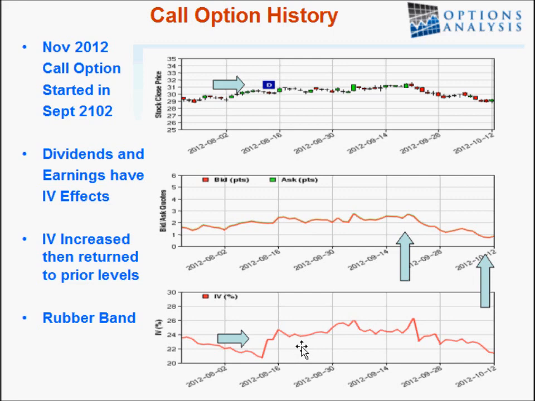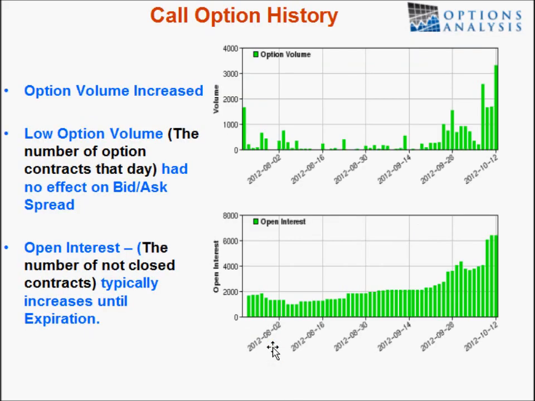This is a chart of the implied volatility we will be discussing later. And notice it just kind of bounces around. It jumps up, it jumps back down. It sort of revolves around an average value. We call this a rubber band effect. Dividend and earnings have quite a bit of effect on option prices and implied volatility. And it was the dividend here that caused this jump in the IV shown there, which we'll be discussing later.